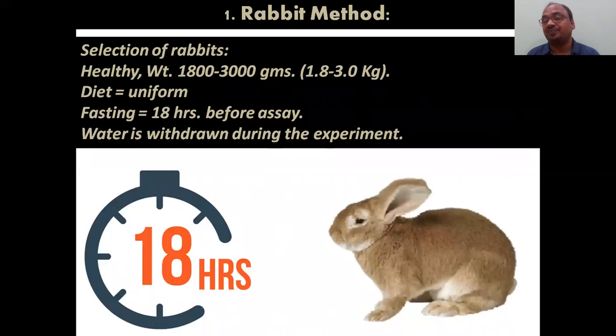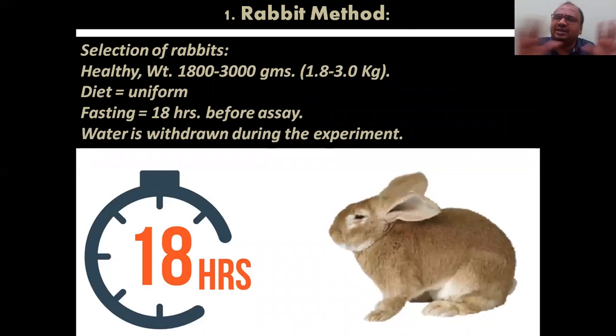Weight is about 1.8 to 3 kgs, right? Around 2.5 kg, you can keep that average in your mind, okay? And a uniform diet you have to provide for all the rabbits. It should be uniform.